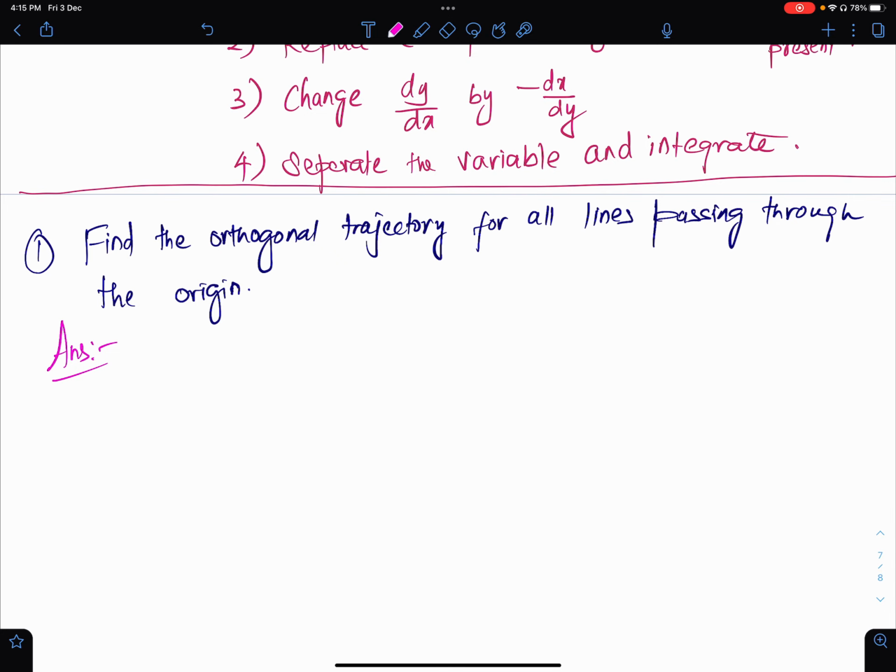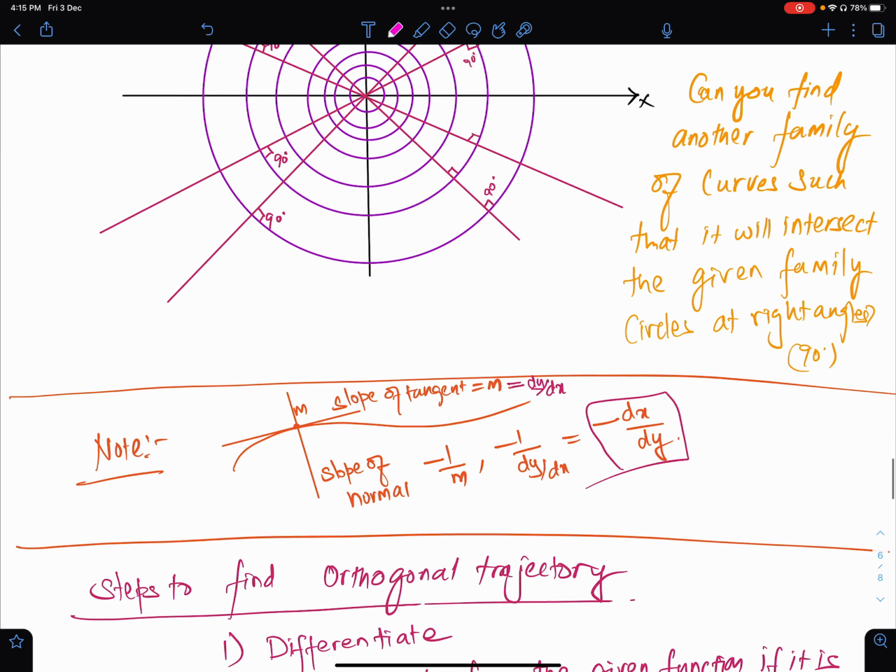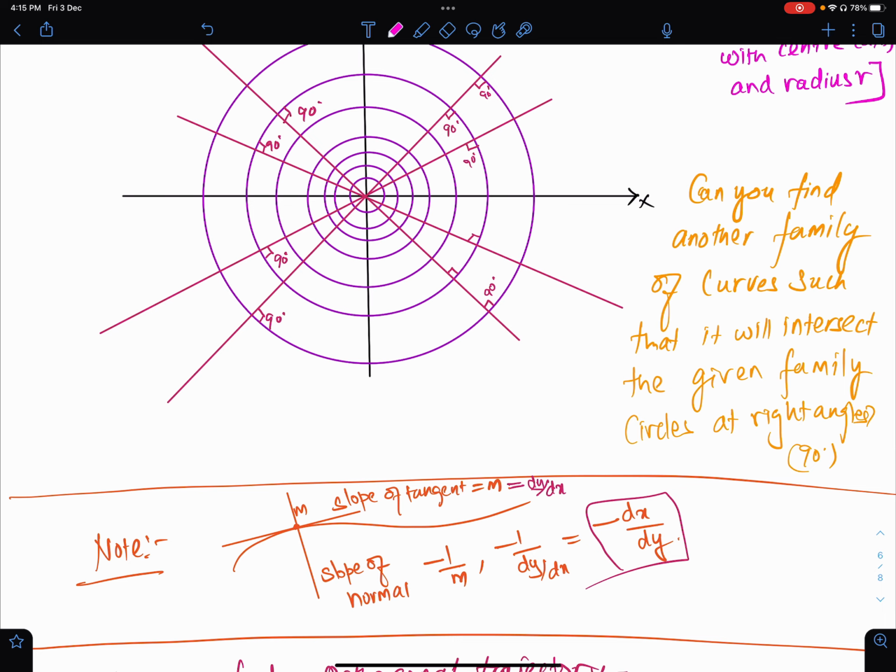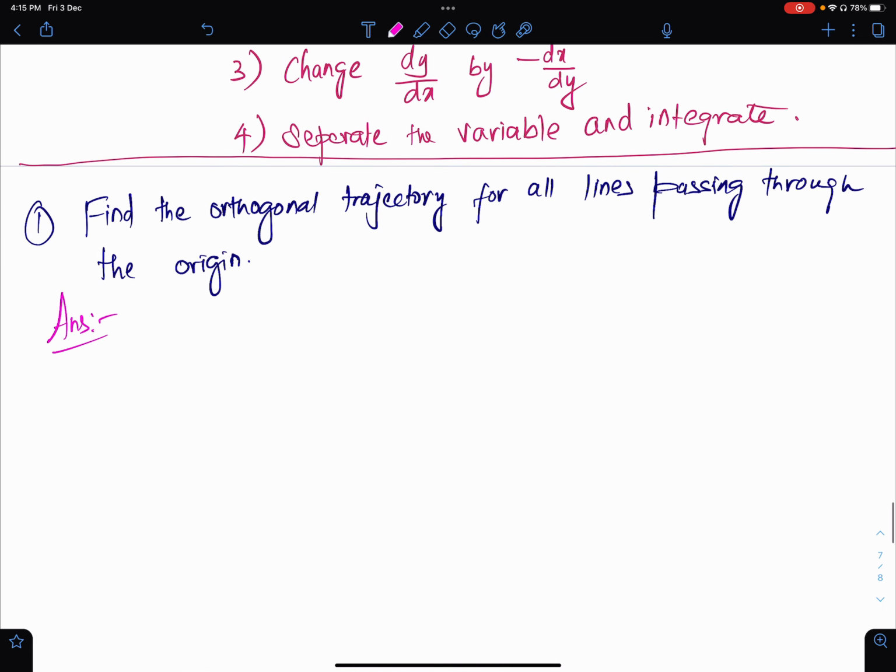But we know the answer. Just now we discussed, if you take a family of straight lines passing through the origin, then if you want to find another family which is cutting the given straight lines at right angle, it must be circles. But that is what we are going to prove. So first you must know the equation of the family of straight lines passing through the origin.